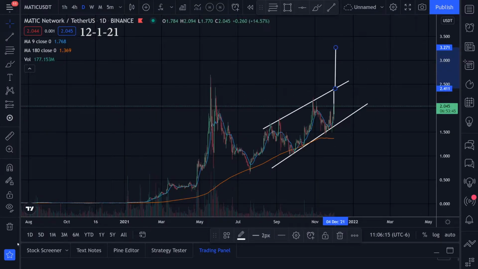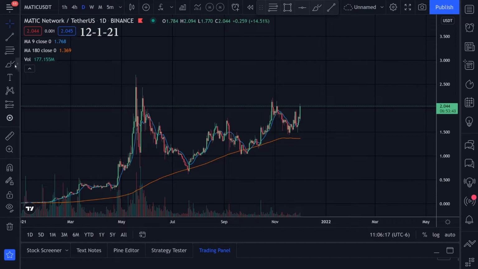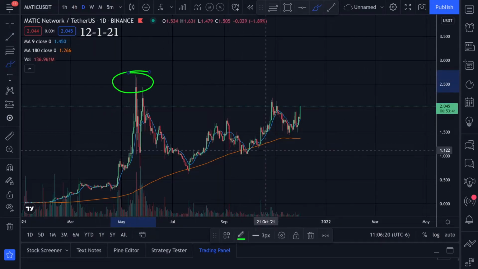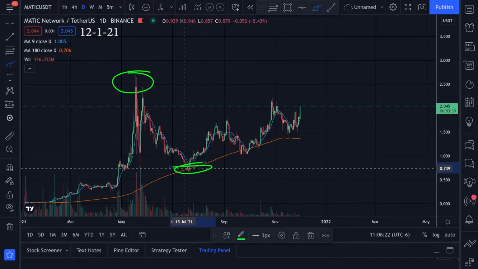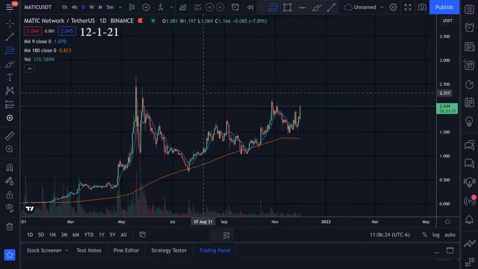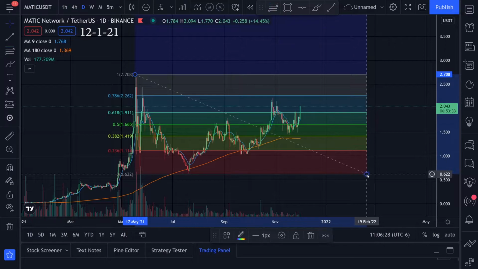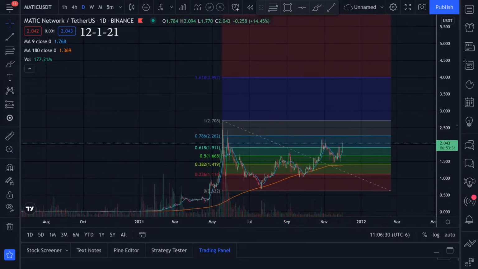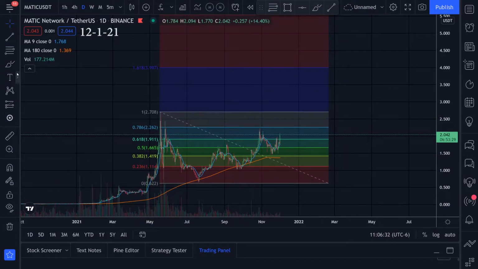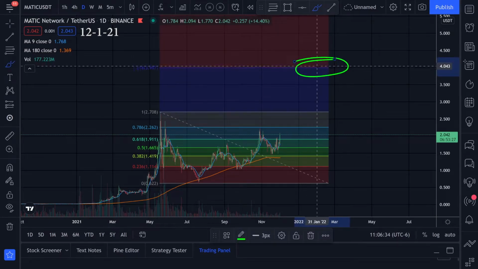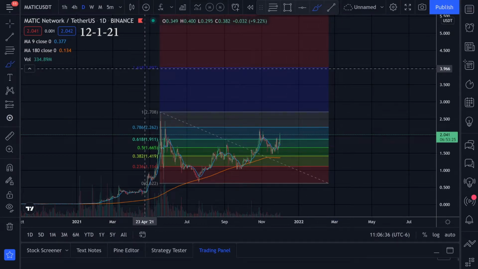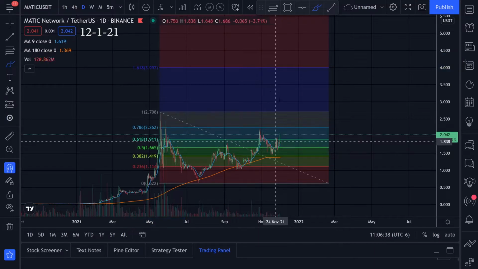The other thing we could do, now that I'm looking at it, is we have a top over here and then a bottom down here, or maybe a bottom right here. Let's do a Fibonacci tool from the top to the bottom. Maybe this will give us the next high, or a possible new high, should I say. And we could look at this level right here, and this is sitting around 3.99.